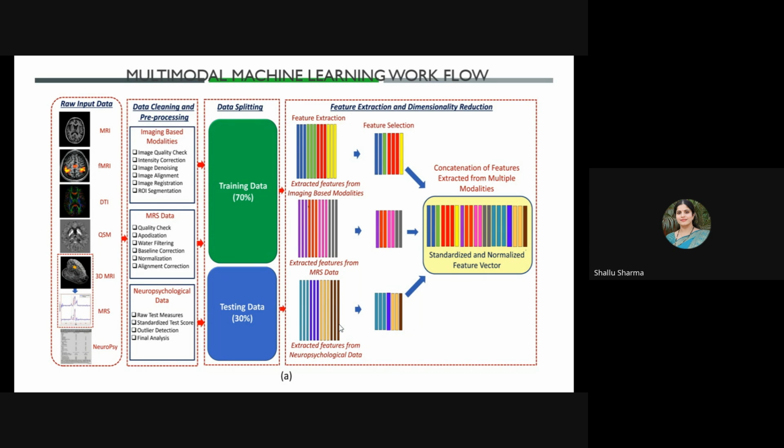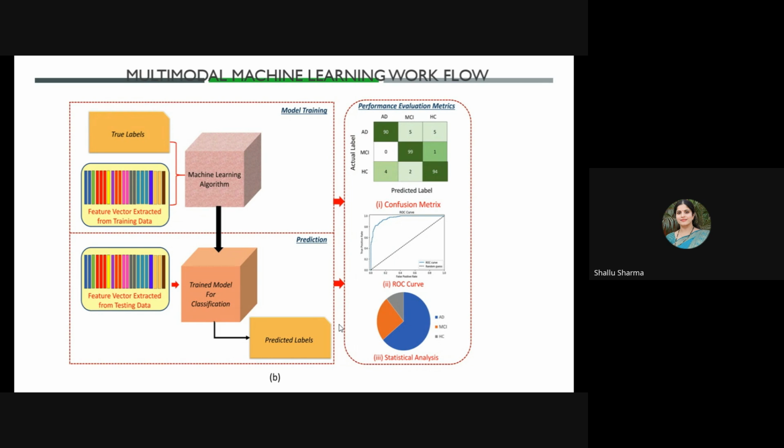After that, we standardize or normalize the feature vector, as we discussed earlier, and then we train the model. The upper part in this figure represents that the model is trained with the machine learning algorithm, where we give the extracted features and the associated true labels. After that, we apply this trained machine learning model over the same features extracted from the test data, which has never been seen by your trained model earlier.